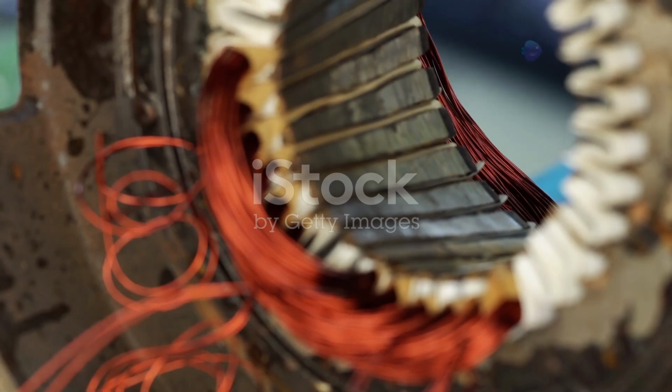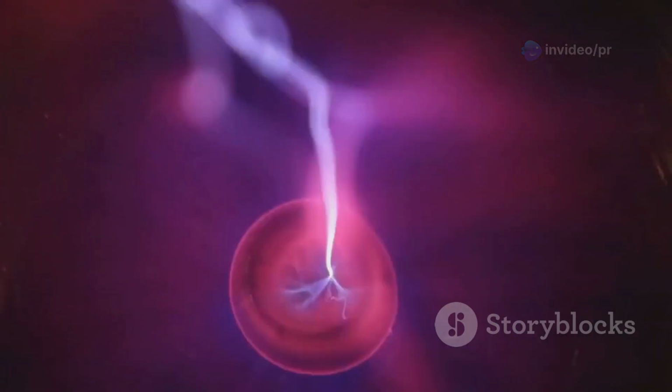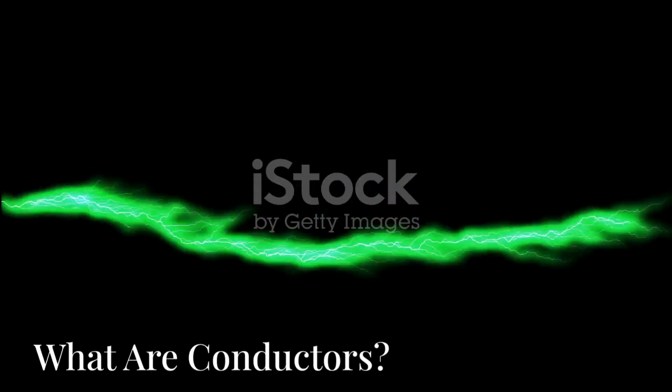Conductors and insulators: key to circuit safety. To make a circuit work, we need the right materials. Two of the most important types of materials for circuits are conductors and insulators. They help control how electricity flows and ensure that we stay safe when using electricity.